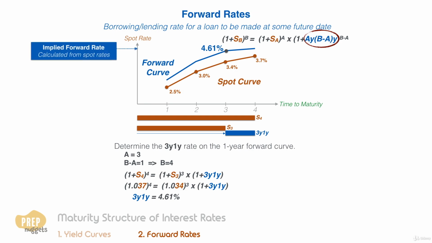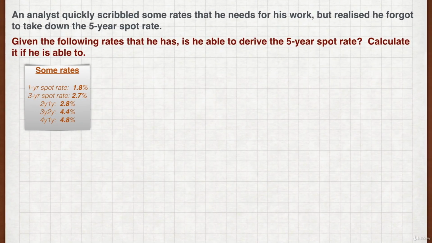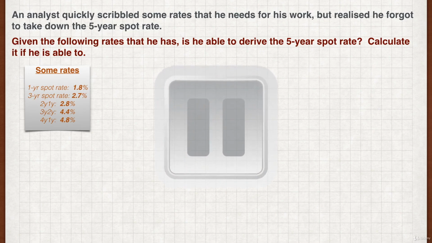This rate is known as an implied forward rate, as it's not the actual market rate, but calculated from spot rates. Let's practice some more. An analyst quickly scribbled some rates that he needs for his work, but realized he forgot to take down the 5-year spot rate. Given the following rates that he has, is he able to derive the 5-year spot rate? Calculate it and see if he's able to. Pause the video now and work out your answer.